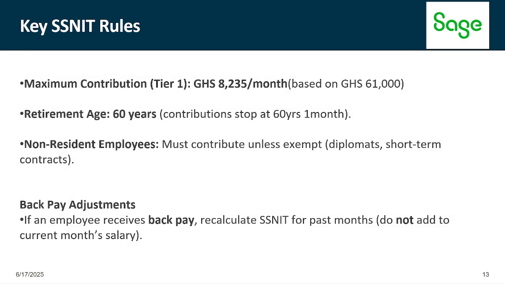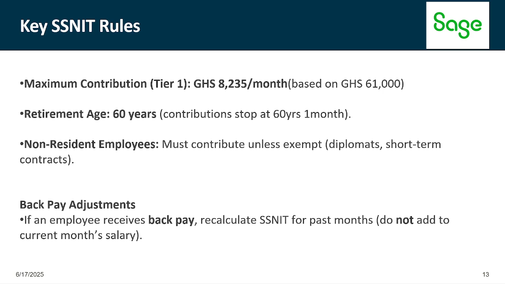Now, key rule as far as SSNIT is concerned, maximum contribution for Tier 1 is limited to 8,235. It basically means it's based on 61,000. What does it mean? If your basic or your total earning is more than 61,000, the maximum amount you can send to SSNIT for your SSNIT contribution is limited to 8,235.